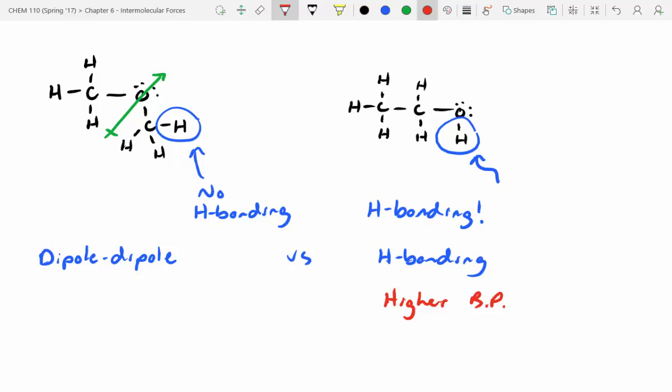And in fact, if we look through the literature, we'll find that ethanol, the compound on the right, has a boiling point of 65 degrees Celsius, where dimethyl ether on the left has a boiling point of negative 24 degrees Celsius. So this will boil well below room temperature. So we can predict the rough boiling points of compounds. Let's try another one.